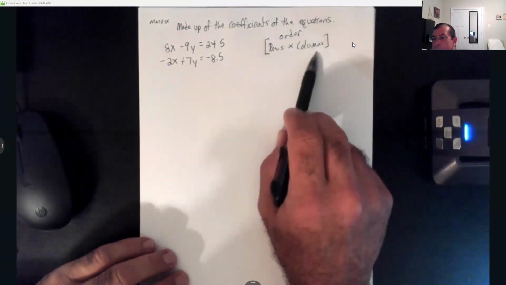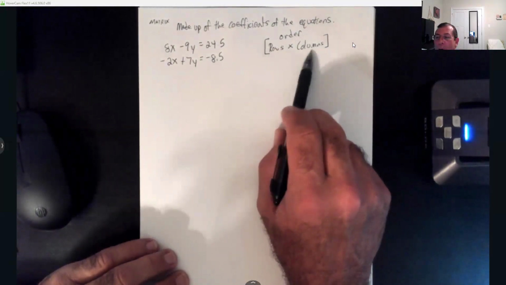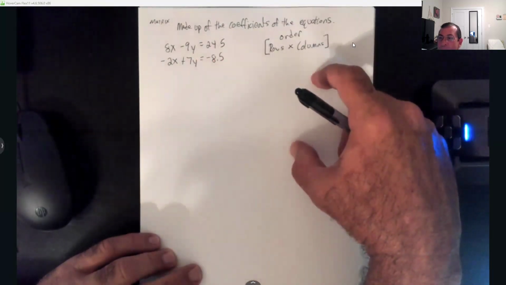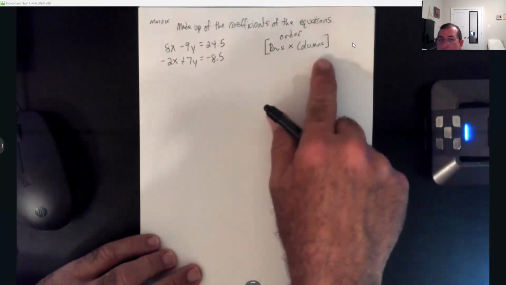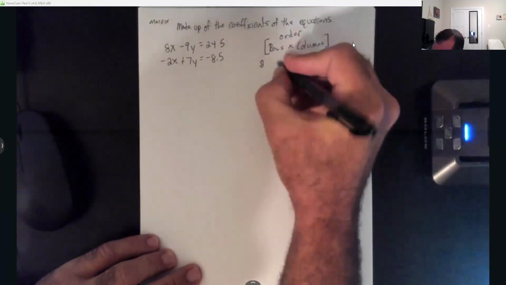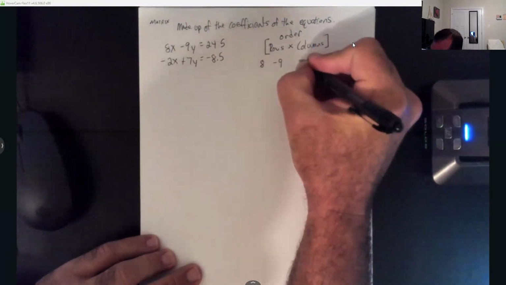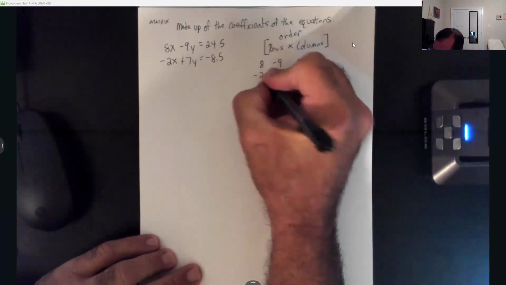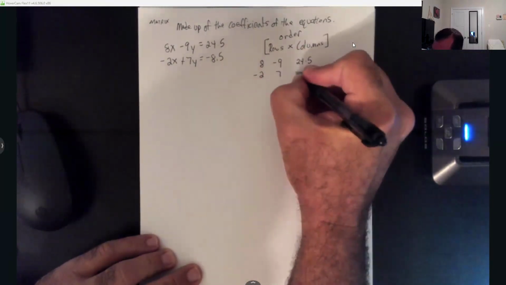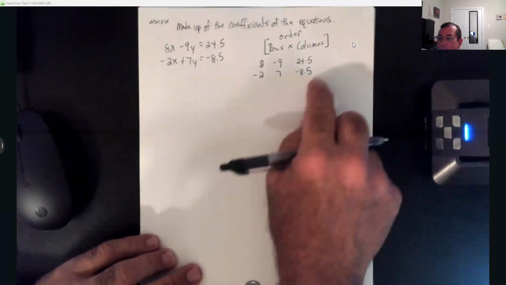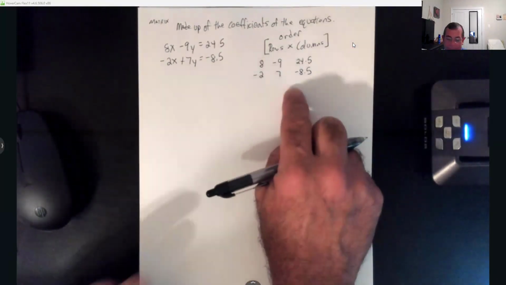Because what happens once we tell the calculator how many rows and columns we got, it's going to put it out for us to put our numbers in, okay? So once we tell it how many rows and columns, we're going to come in and put the numbers only. 8, -9, 24.5, and then we'll put in our -2, 7, -8.5. So doing it in this form is now matrix form, okay?